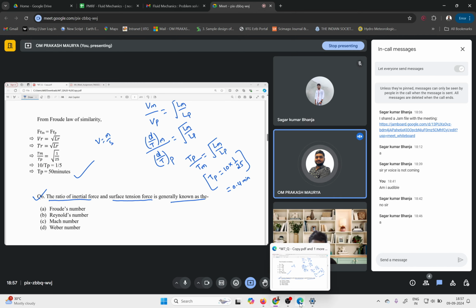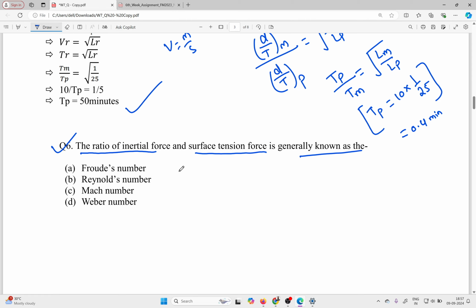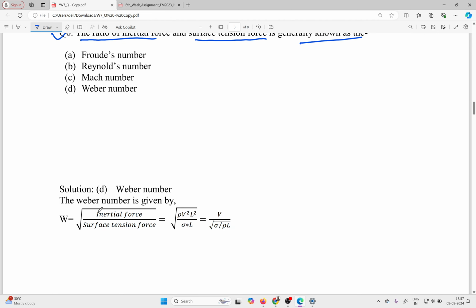Okay, the answer to this question is nothing. The ratio of inertial force and surface tension force is the Weber number. So here you can see the root of inertial force divided by surface tension force is equal to V by root under sigma by rho.